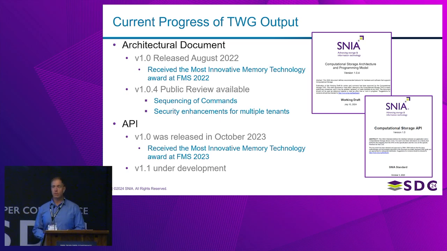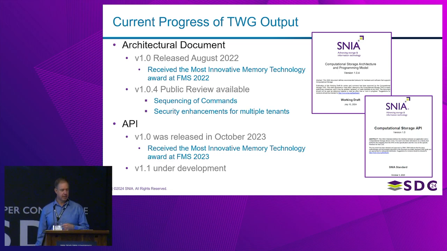You can go download that from the SNIA website and take a look at what's changed, what's different, and provide your feedback. If you've got any comments, you can submit those comments and make it available to everyone within SNIA so we can consider those. There are two main changes that we have worked on in that architecture and programming model. The first one is sequencing of commands, and the second is security enhancements for multiple tenants. And I'll get into both of those in a subsequent slide.